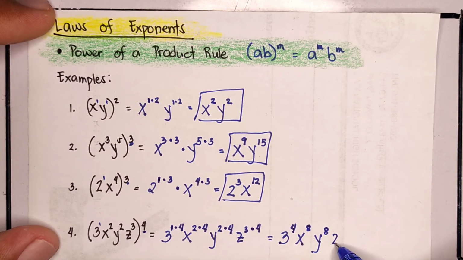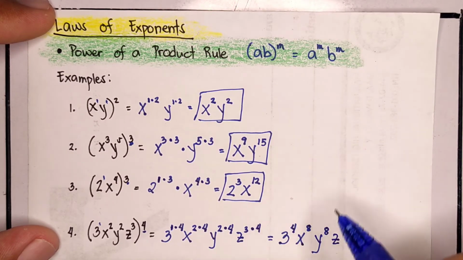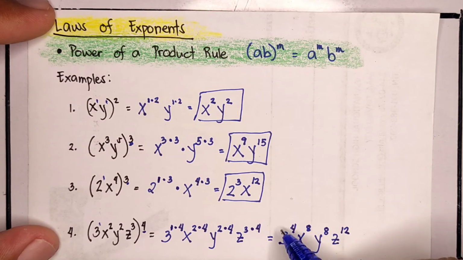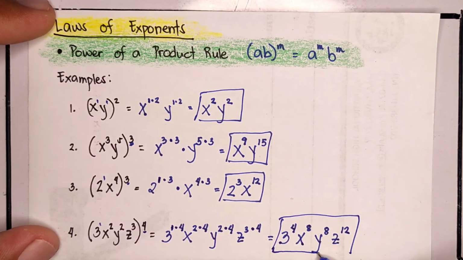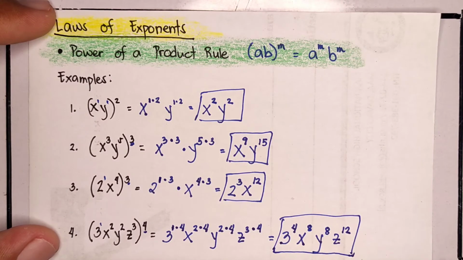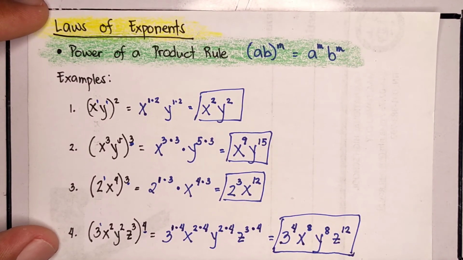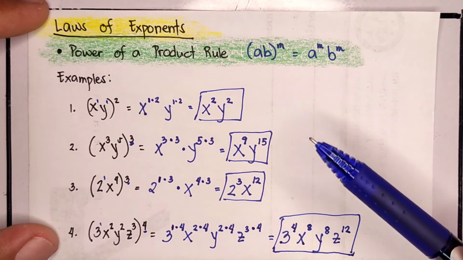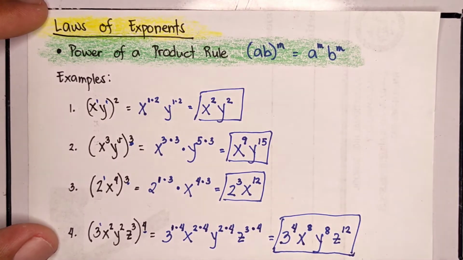And followed by z, 3 times 4 is 12. And this would be our answer. Okay, that is our fourth rule for the law of exponent, the power of a product rule.